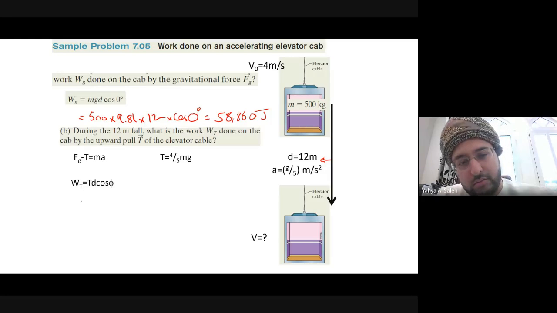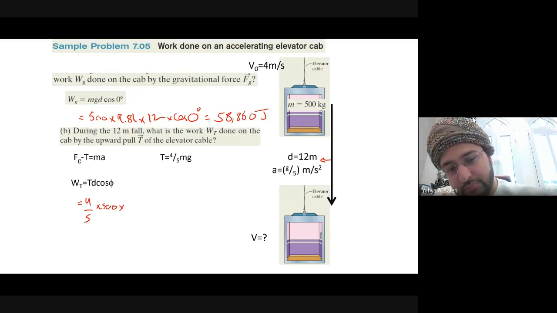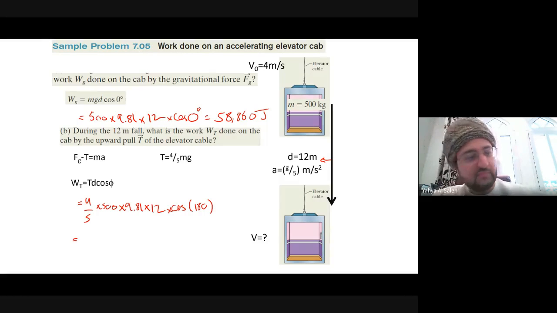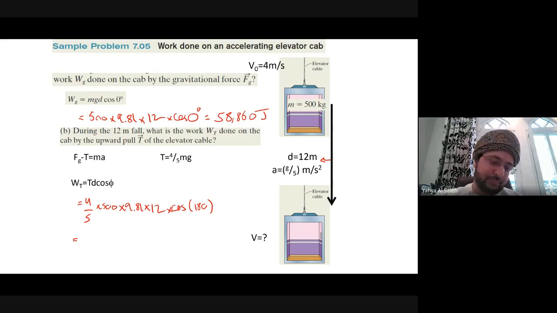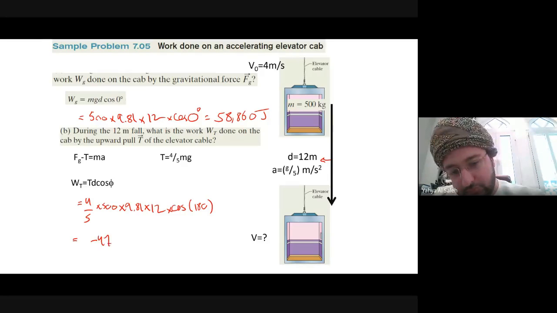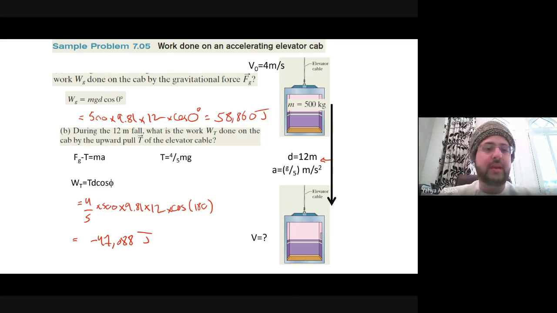And if we put it in, we will get minus 47,088. So not the same as Wg.